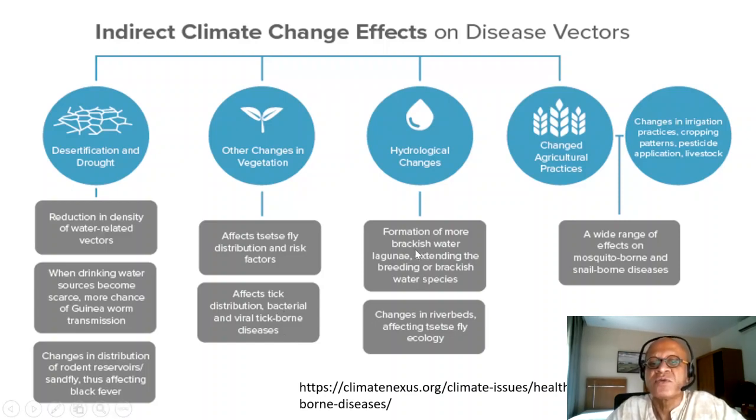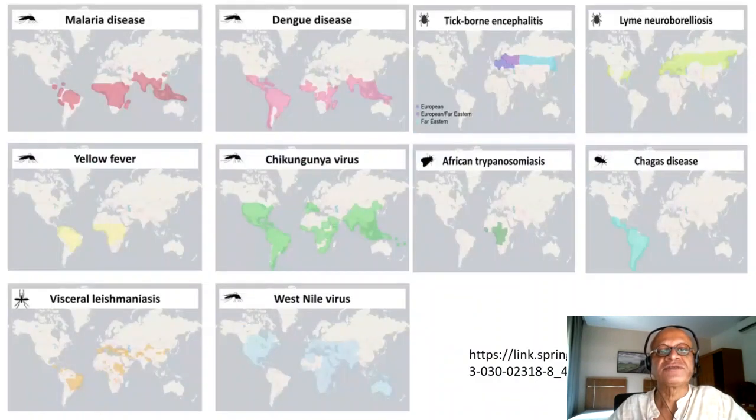Hydrological changes, we looked at quite a few details, but formation of more brackish water lagoons, extending the breeding of brackish water species, changes in riverbeds affecting tsetse fly ecology, so not just their abundance but their ecology, their habitat and interaction with the surroundings and environment. A wide range of the agriculture and these other practice changes will lead to a wide range of effects on mosquito-borne and snail-borne diseases. Okay, this is very critical as well.